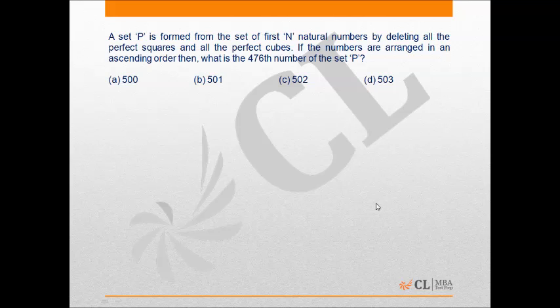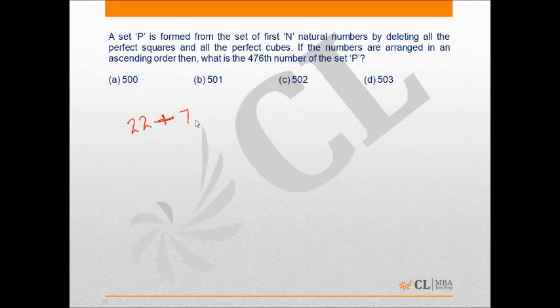So what we should do is first find the number of perfect squares and perfect cubes in the first 500 natural numbers. Now, if you're talking about the first 500 natural numbers, perfect squares would be from 1 squared to 22 squared, because 22 squared is 484 and 23 squared is 529. So 22 perfect squares. When we talk about cubes, it will be from 1 cube to 7 cube, because 7 cube is 343, whereas 8 cube is 512.